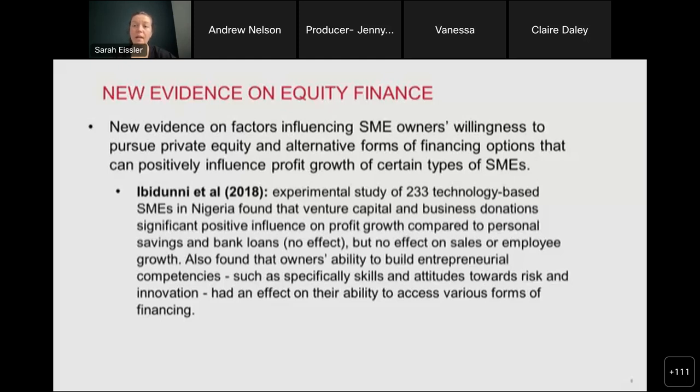They also found that the firm owners can enhance their access to financing options, particularly through bank loans, venture capital, and business loans through capacity building and entrepreneurial competencies, such as acquiring the right skills or attitudes around their innovativeness, willingness to take risk, and levels of independence. So the authors found that there was a positive significant effect on the owner's skills in accessing business loans, venture capital, and business donations, whereas the owner's attitudes only had a significantly positive effect on their ability to access venture capital and business donations.